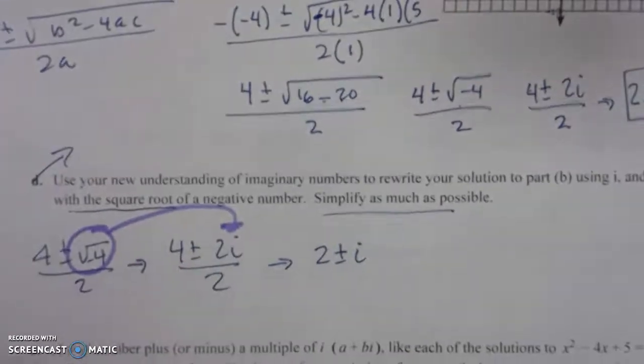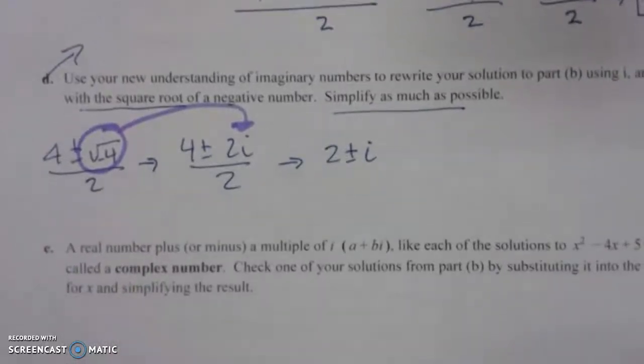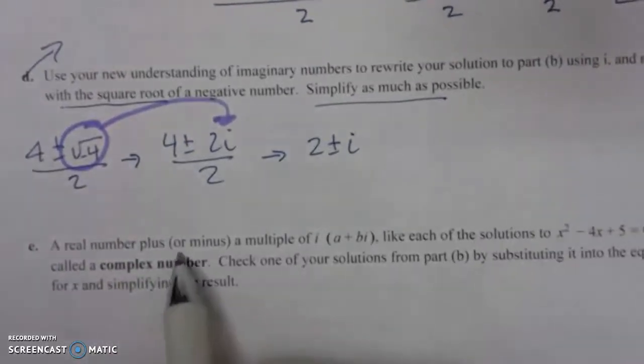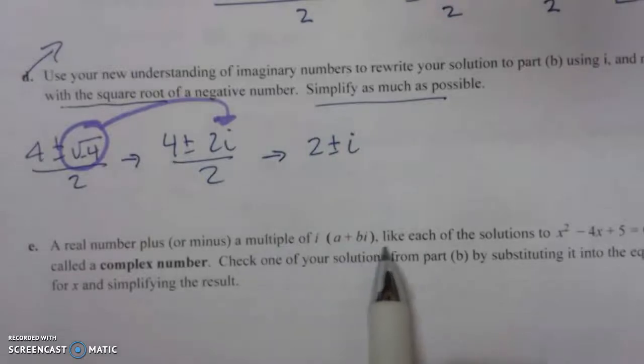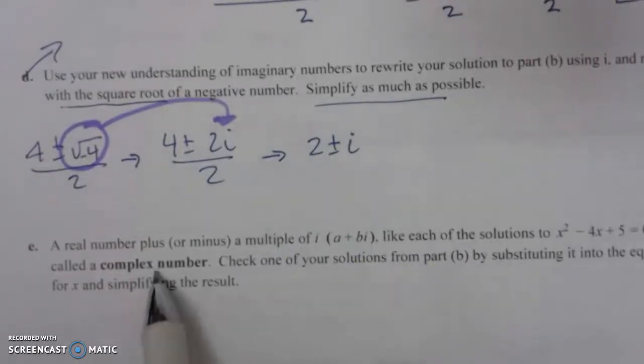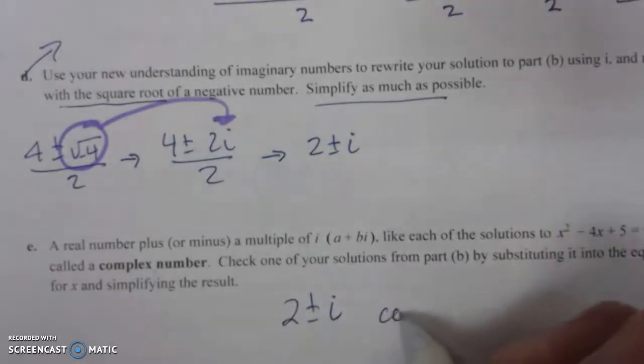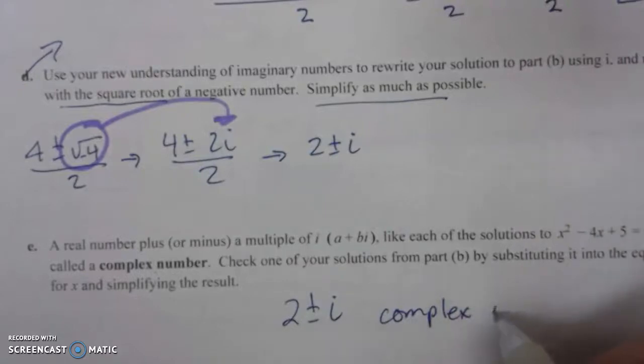All right? Kind of working ahead of myself because it's math. It's so much fun. A real number plus or minus a multiple of i, like a plus bi, like the solution, is called a complex number. So 2 plus or minus i is a complex number.